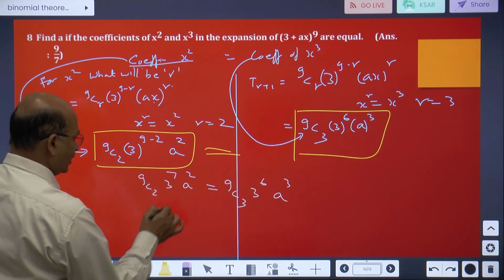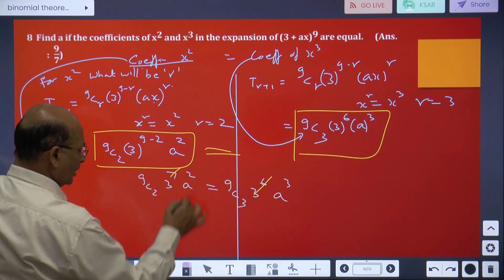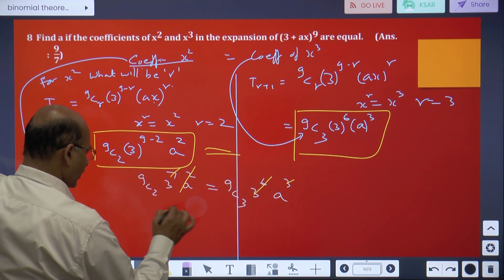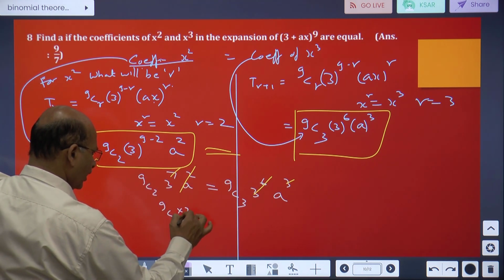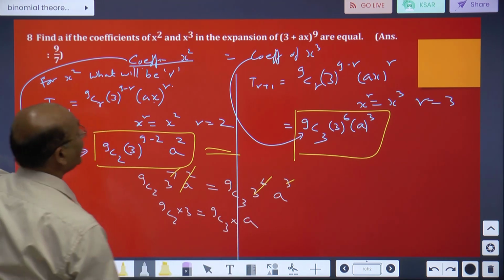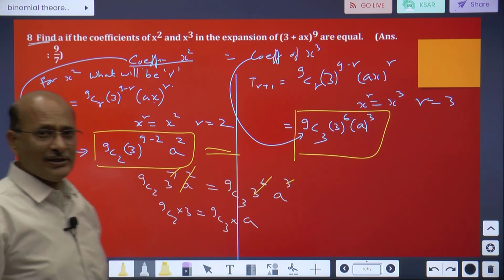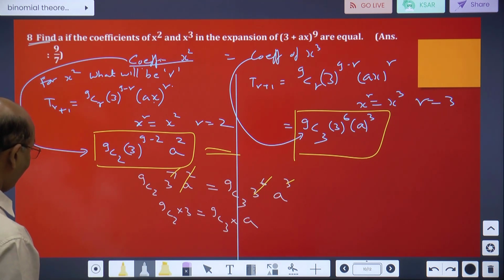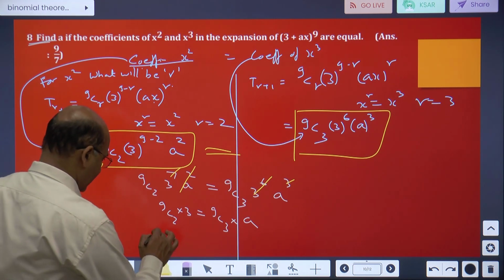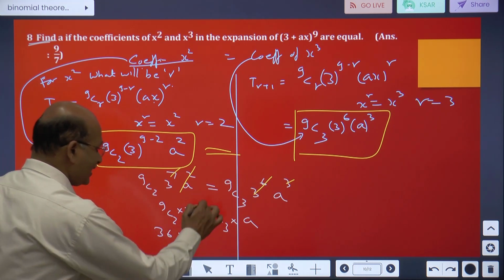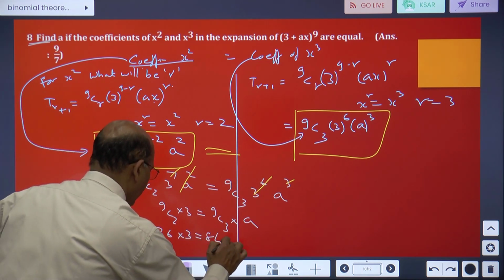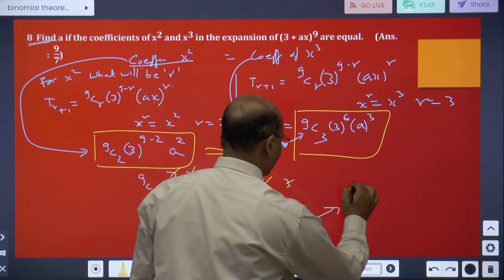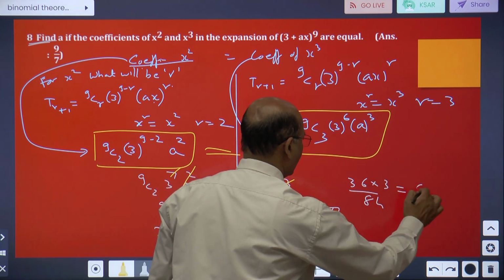So immediately I don't have to think much. This cancels, this will cancel. So what remains here? It will be 9C2 into 3 is equal to 9C3 into a. They are asking to find the value of a. Can you tell me what is 9C2 you are getting? 36. What is 9C3? 84. So I am solving it over here now. So 36 into 3 upon 84 is equal to a.